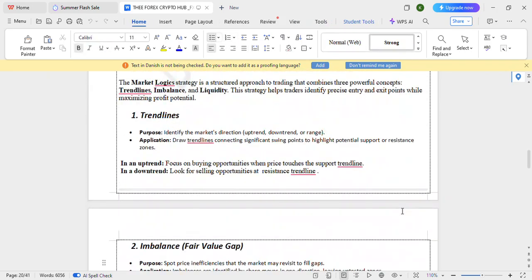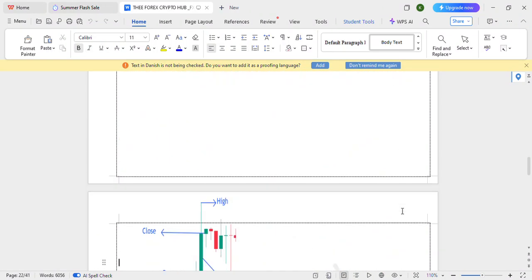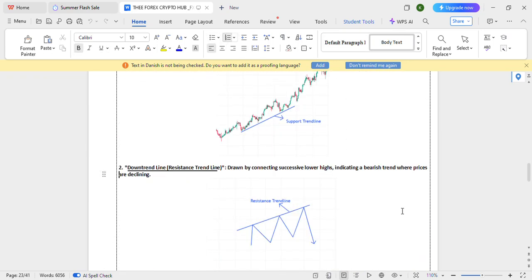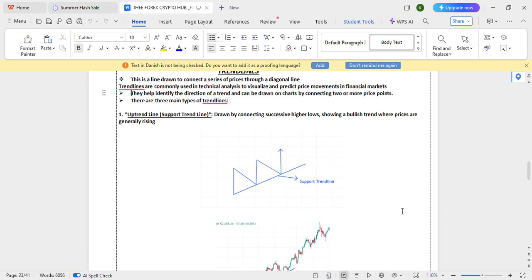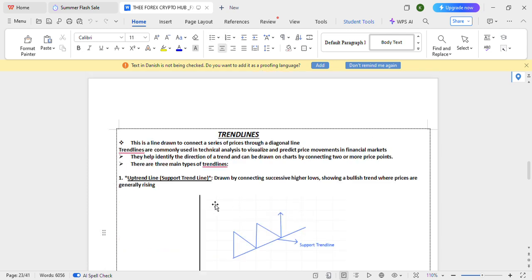So trend lines, what is a trend line? A basic definition of a trend line: this is a line drawn to connect a series of prices through a diagonal line. That's what a trend line is.